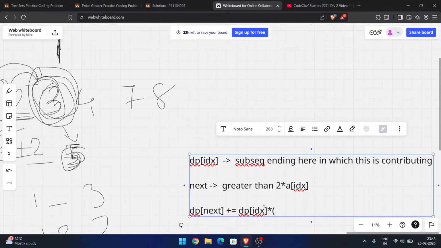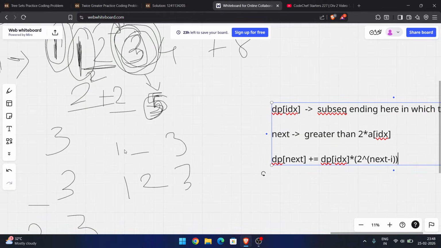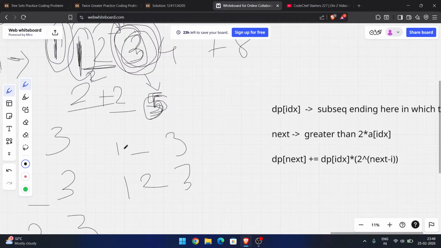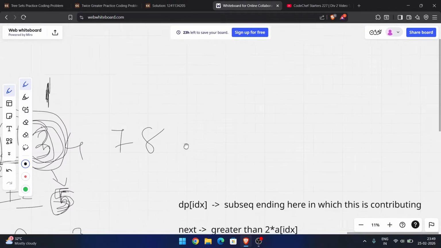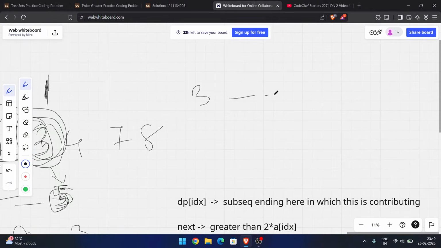Okay, so it would be added 2 to the power max minus i times. How is that? What I'm saying is, suppose this one was contributing 5 times. It's not possible, but let's suppose this was the case. There were two elements in between, and this 3 was contributing towards five subsequences. So there were five subsequences which were ending at 3.